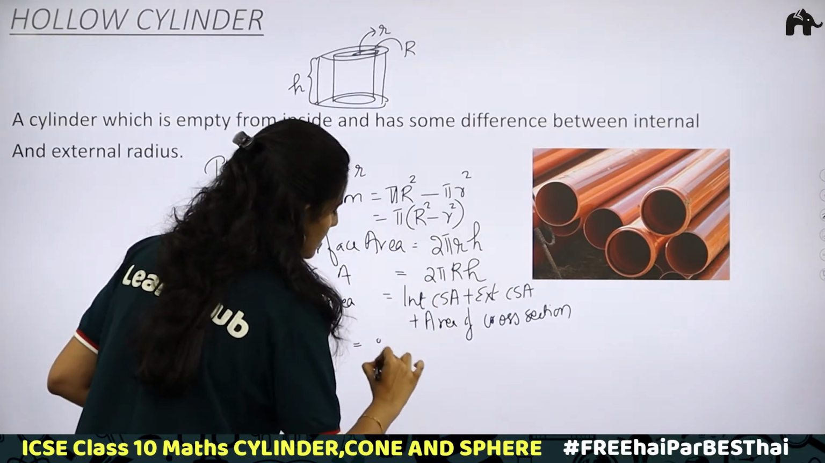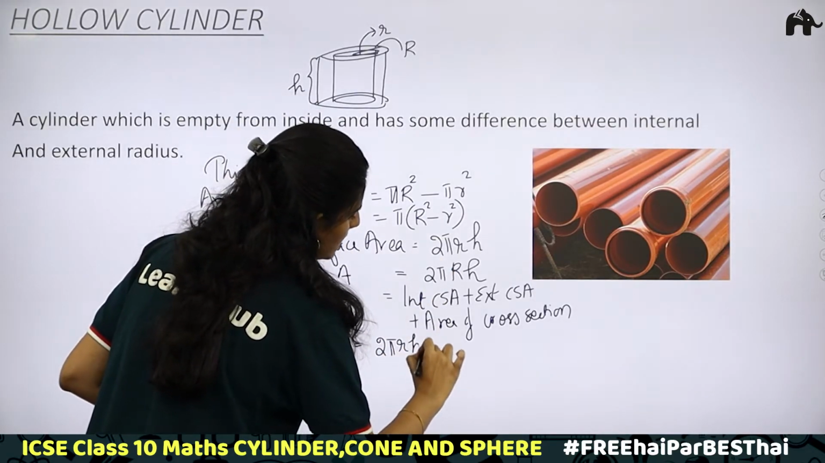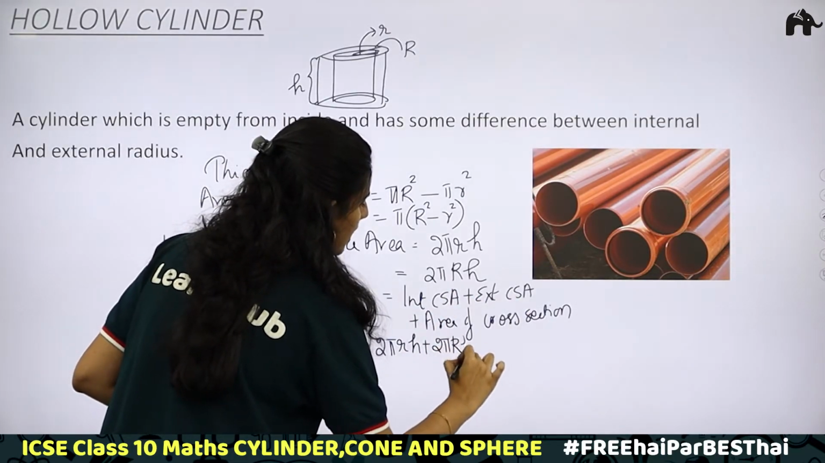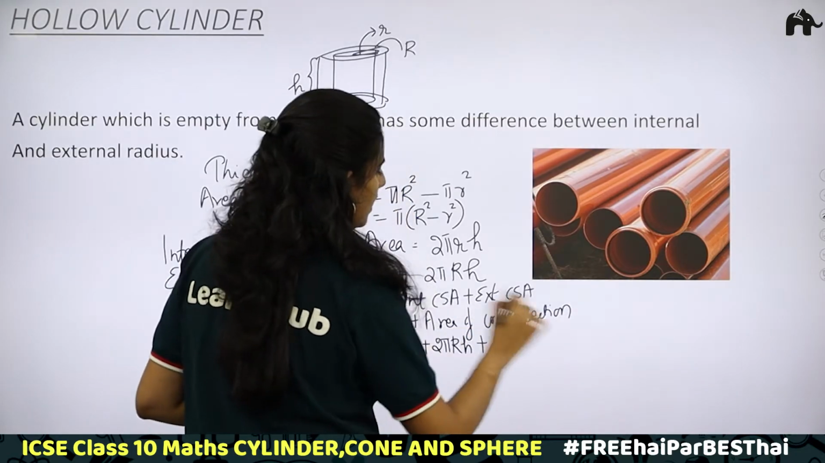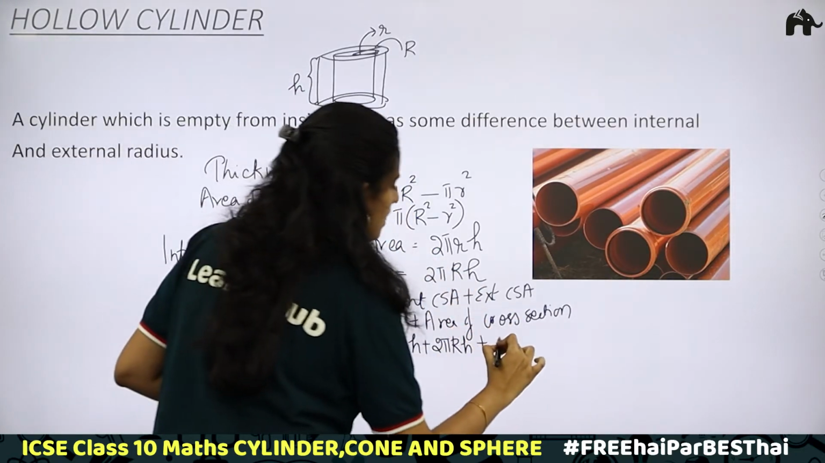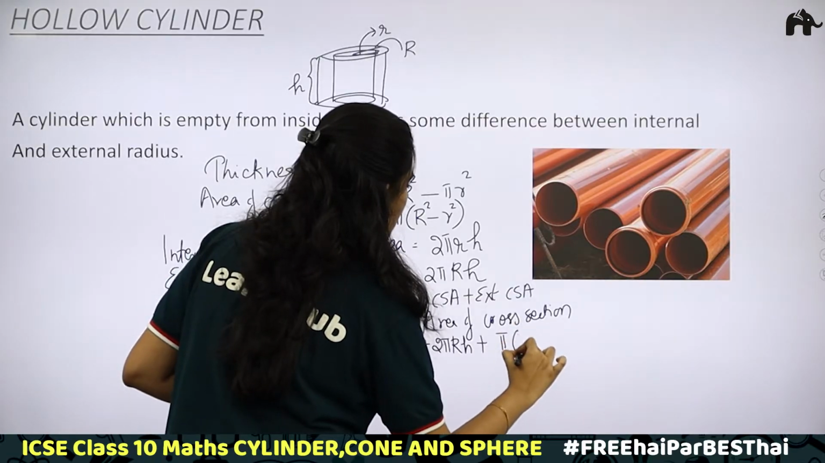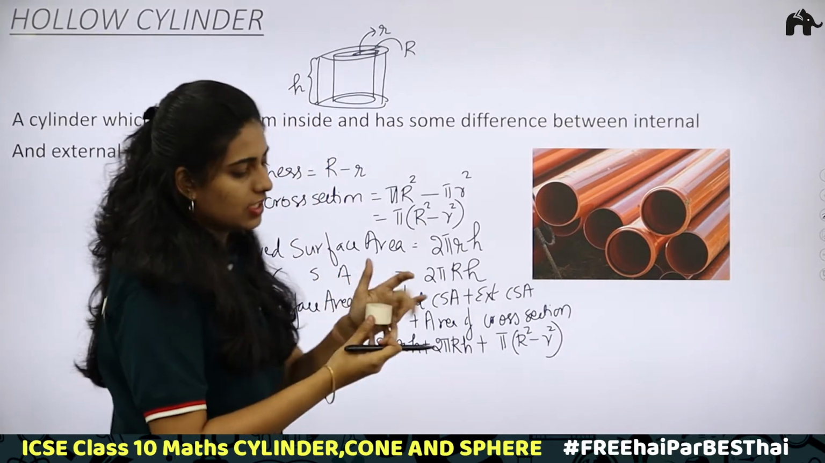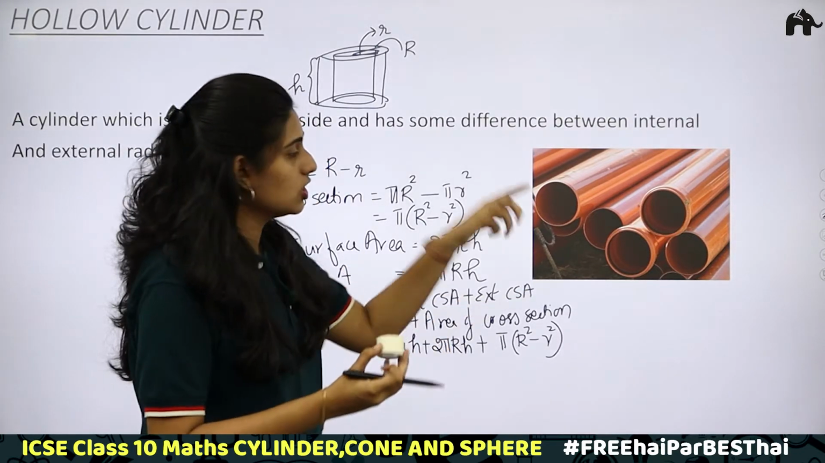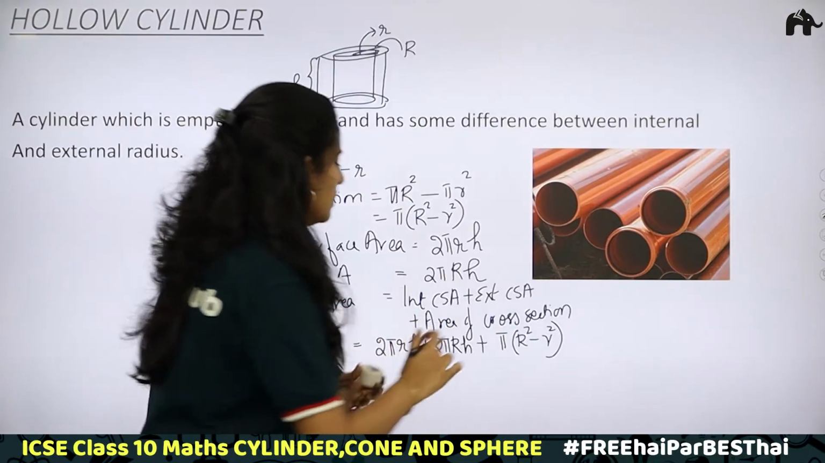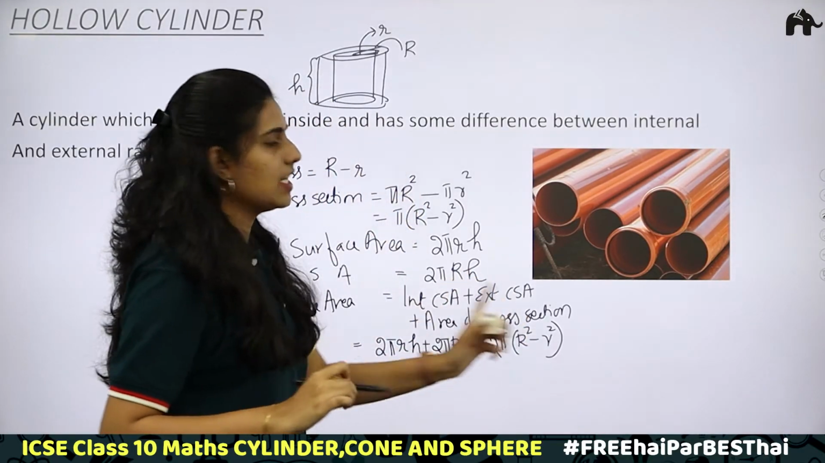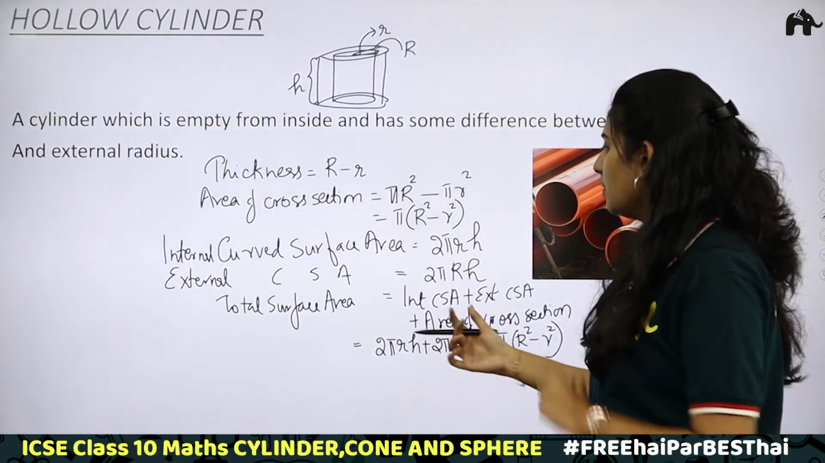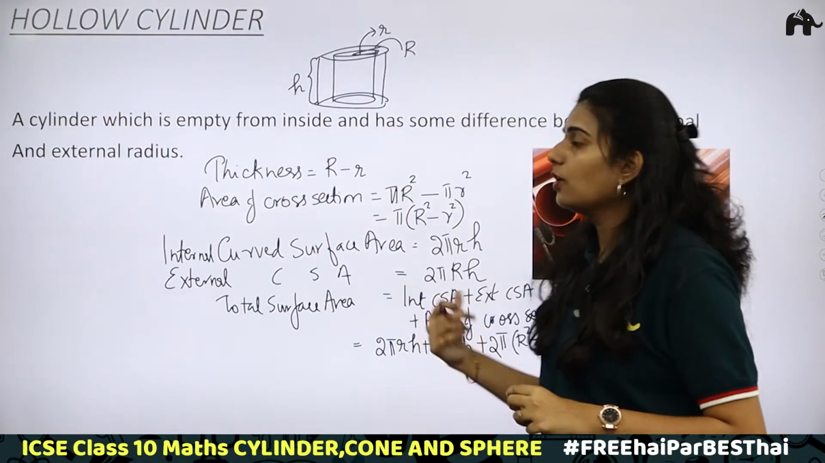Internal curved surface area is 2 pi small r h. External curved surface area is 2 pi capital R h, plus area of cross section. Area of cross section is pi into capital R square minus small r square. Here we have the area of cross section of the top and the bottom. Therefore, 2 pi into capital R square minus small r square. So, this is how you can find the total surface area of a hollow cylinder.